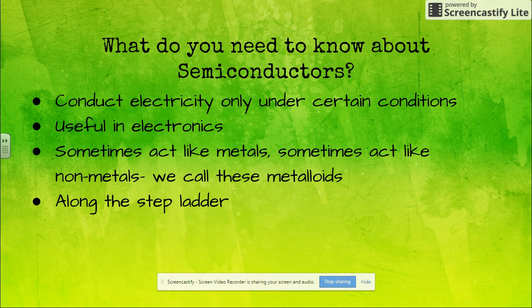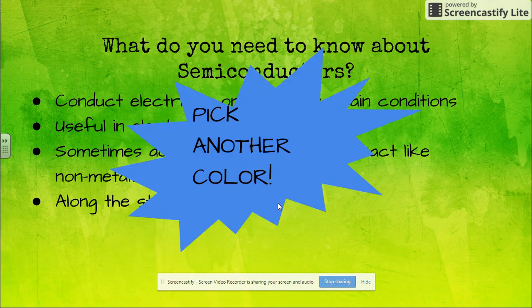So semiconductors, they conduct electricity only under certain conditions. They like certain environments. They are useful in electronics. Sometimes they act like metals, and sometimes they act like nonmetals. Another word for semiconductors is metalloids. Say it with me, metalloids. And they are also along the step ladder on our periodic table. So pause, take your notes, and we're moving on.